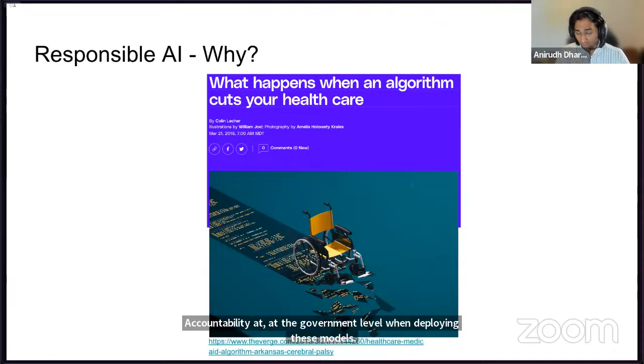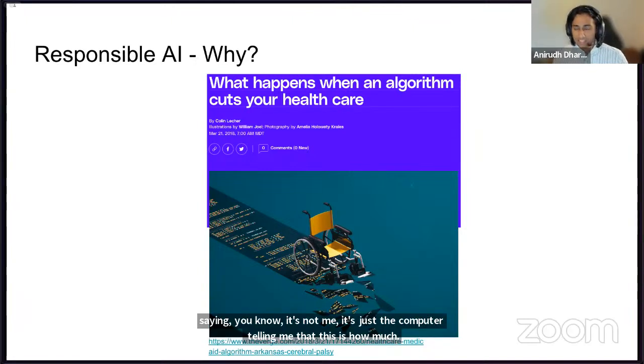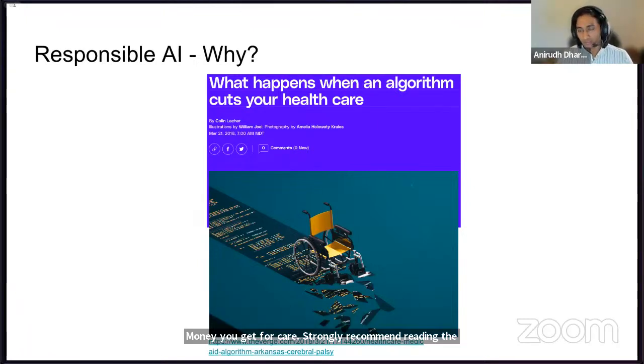In this case and many others, accountability was basically hand waved away because people were literally saying, it's not me, it's just the computer telling me that this is how much money you get for care. Strongly recommend reading the article linked here as it goes through a lot of detailed human examples of how people are affected.